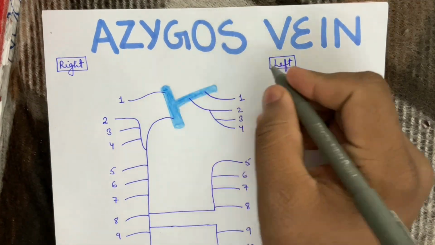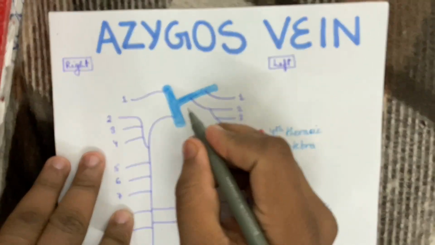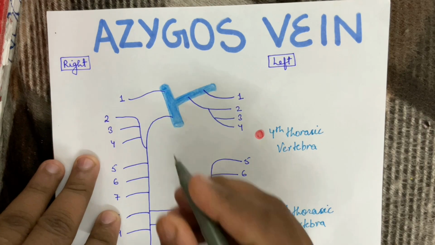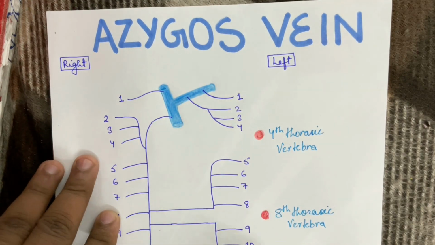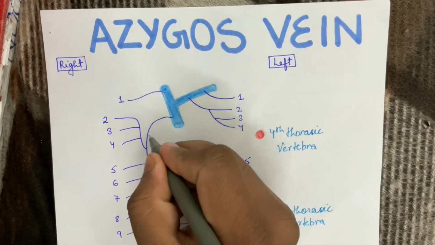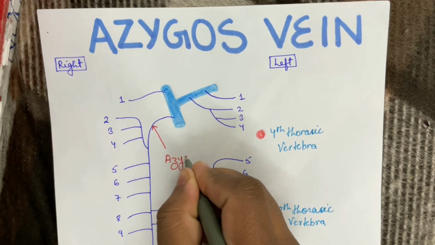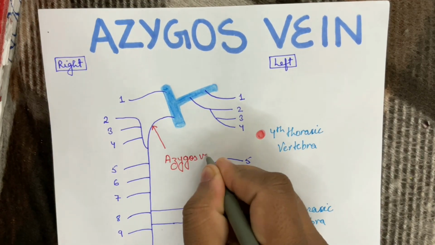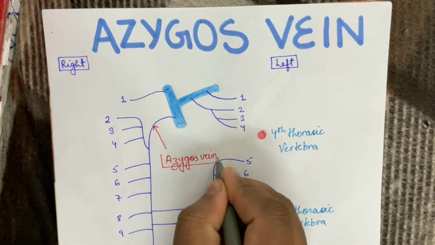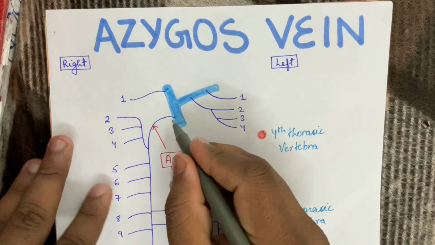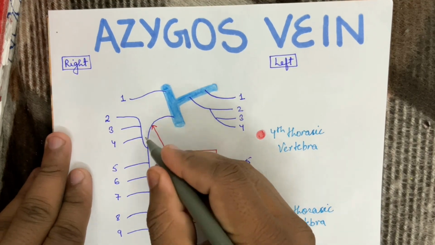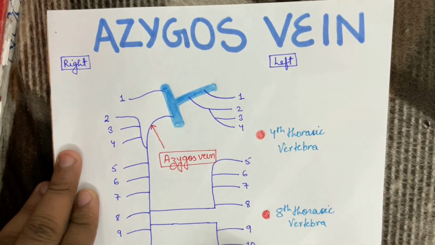Today we start the azygos vein. The azygos vein drains the thoracic wall and upper lumbar region. The azygos vein is arranged between, joining or connecting, the superior vena cava and inferior vena cava.